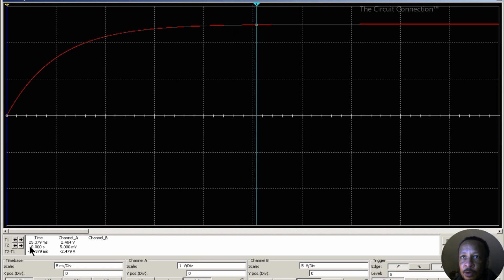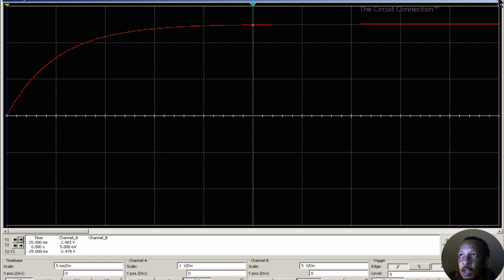I think with this you can click it and nudge it a little bit, but I don't know if you can actually enter a cursor point. Okay, that's exactly 25 milliseconds. And what do we have? 2.483 volts. Okay, 2.483 out of 2.5 means you're done. So that makes perfect theoretical sense.